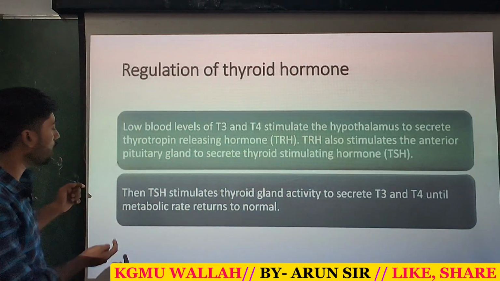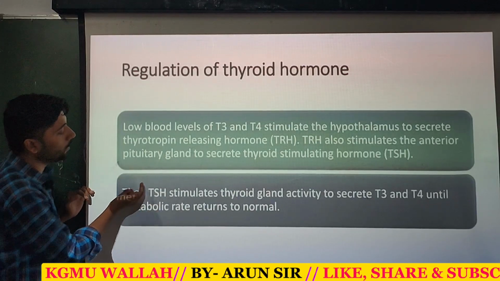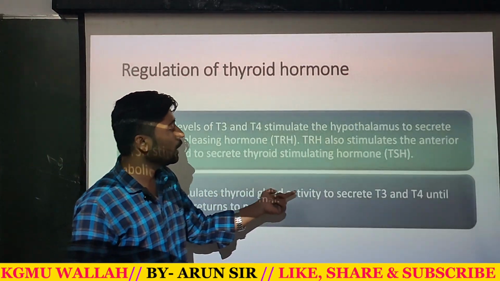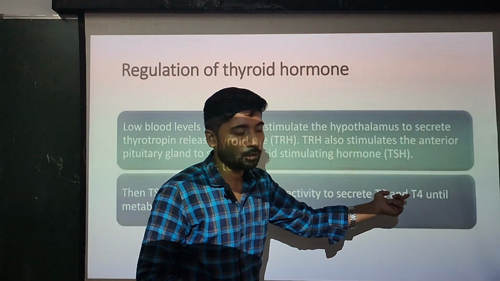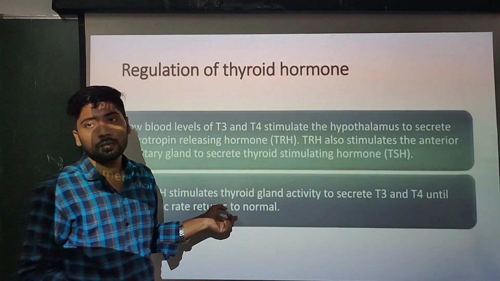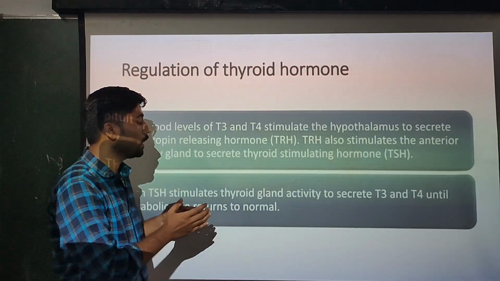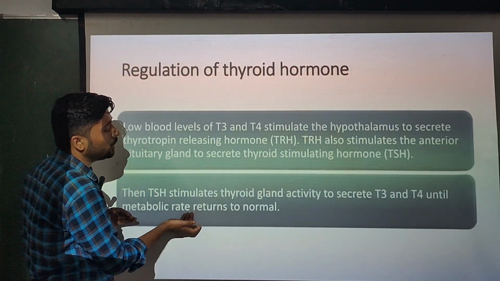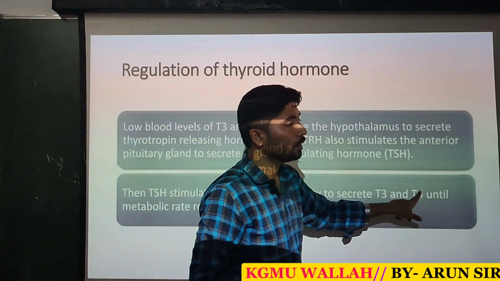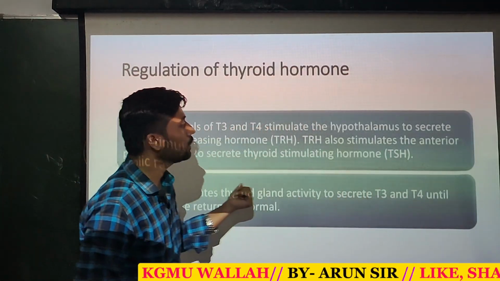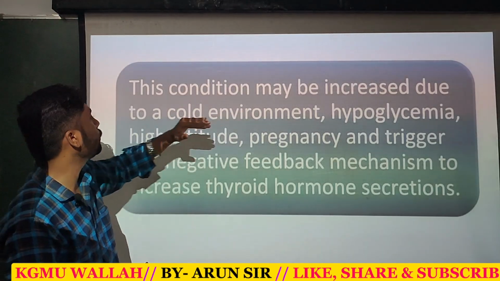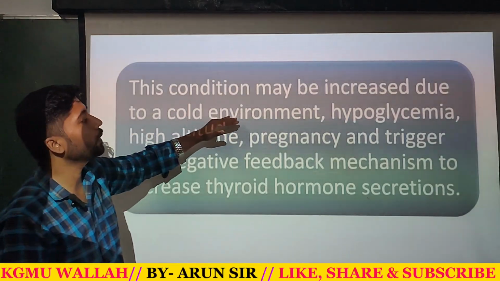Clear? If we talk about the next step, then TSH stimulates thyroid gland activity and then secretes T3 and T4 until the metabolic rate returns to normal. Means when the metabolic rate is not normalized, before that they secrete T3 and T4. Clear? Next, we can discuss this condition may be increased due to a cold environment.